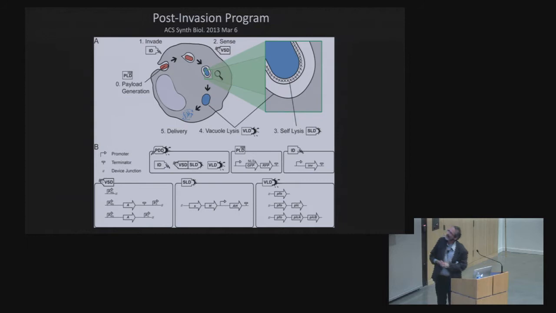So ultimately, the full design was approximately 500 kilobases of DNA, which, given it's a 4 megabase genome, is not an insignificant fraction of the genome. This is just the piece for invasion. It has this idea that you're going to generate some payload. You're going to have an invasion module, which is the invasin. You're going to have a vacuole sensing module, which says, I know I'm in a vacuole. I'm going to have a vacuole lysis device so I can kill the vacuole. I'm going to have a device that lyses myself so I can deliver my kill.